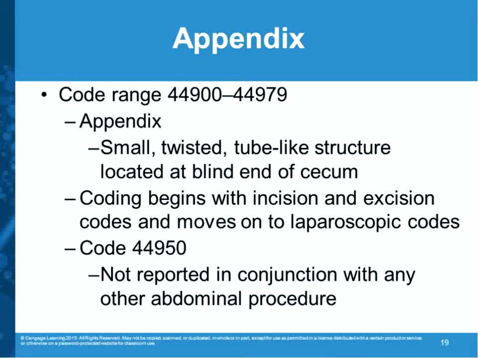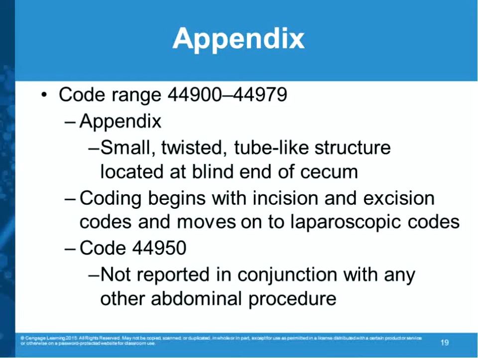Alright, now it has an interesting note there under your 44950. It says incidental appendectomy during intra-abdominal surgery does not usually warrant separate identification. If necessary, report with modifier 52. So basically, if they're doing some type of abdominal surgery and they happen to do an appendectomy, they're trying to tell you that that's usually not reported. If it needs to be, we're going to use modifier 52. So that's an interesting note.